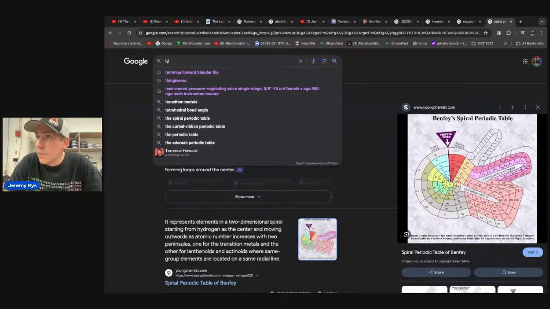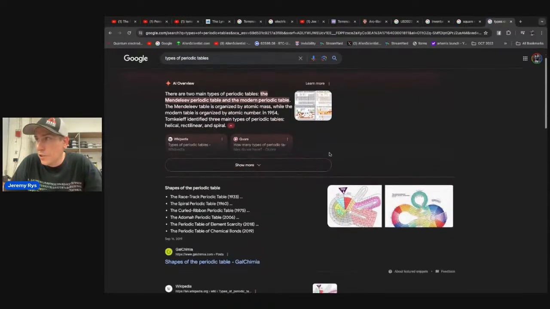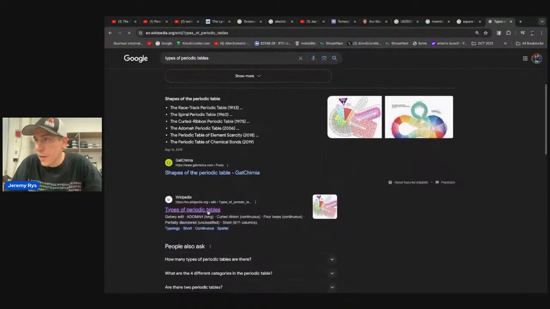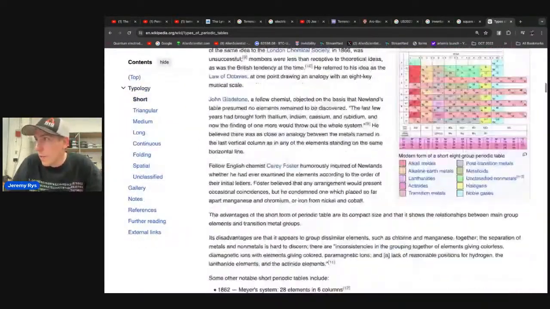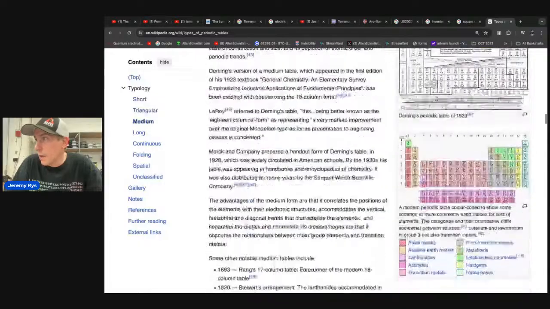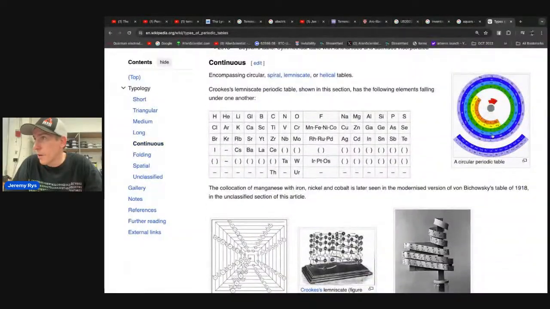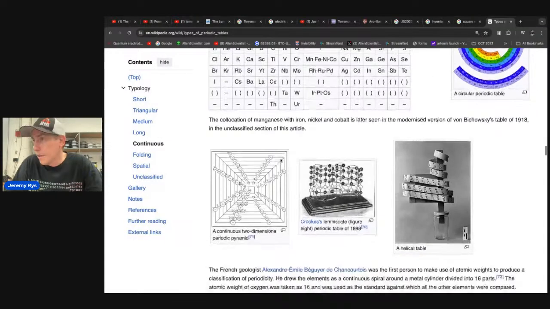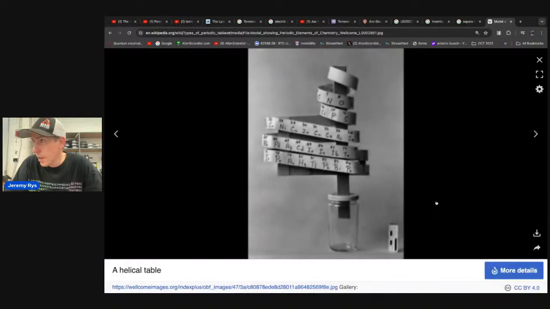Types of periodic tables. Now, what you use depends on what information you really want and what you're trying to look for, because there are different types of periodic tables. There are periodic tables that organize them by... I like the ones that are interesting. It does have circular periodic tables on here. It does have a variety of different periodic tables that they show. The helical table is one of my favorites.